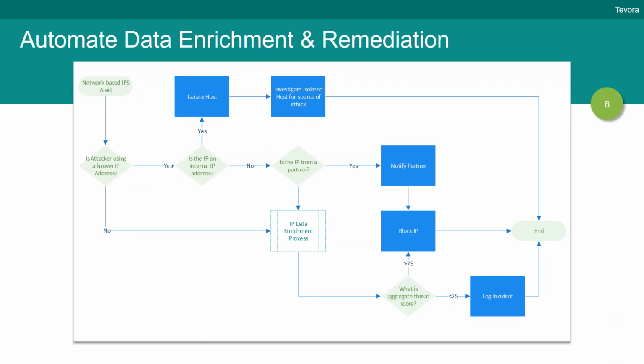This is a simple flow of how some of these processes can go. The items that are in green, those diamonds there, are the decisioning points and some of the information gathering points. And the ones that are in blue are the actions that might be taken. So, for instance, we'll start out with this network-based IPS alert. Very simple alert, very common for most organizations. Next, we ask, is the attacker using a known IP address?